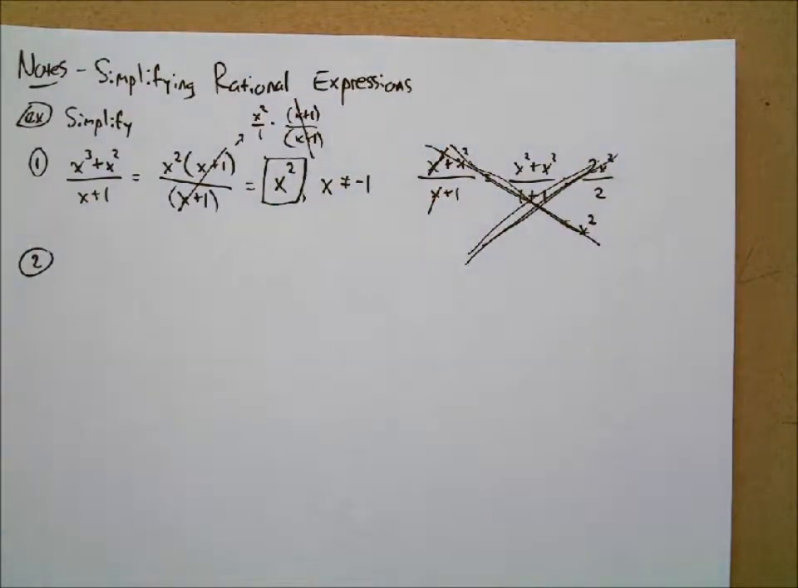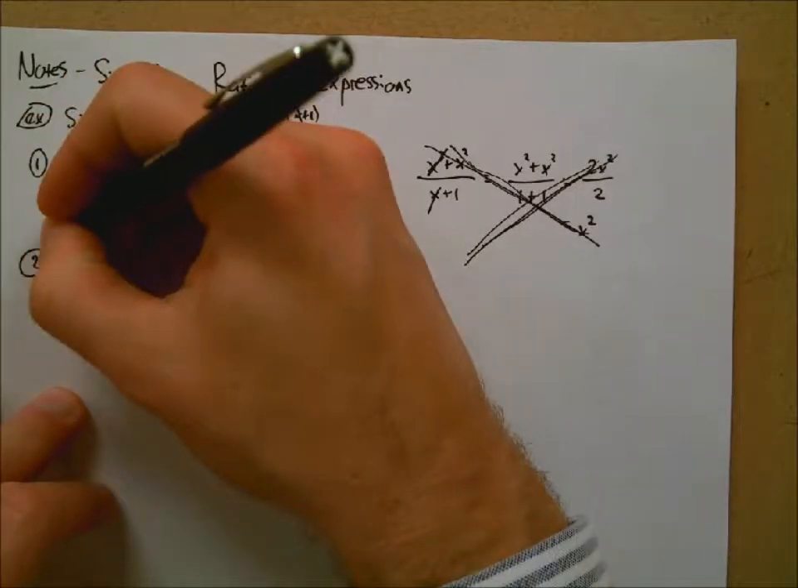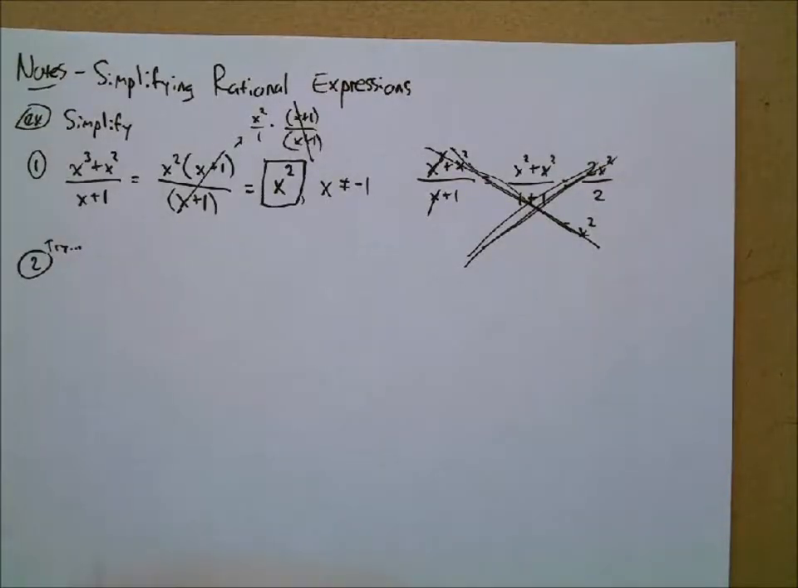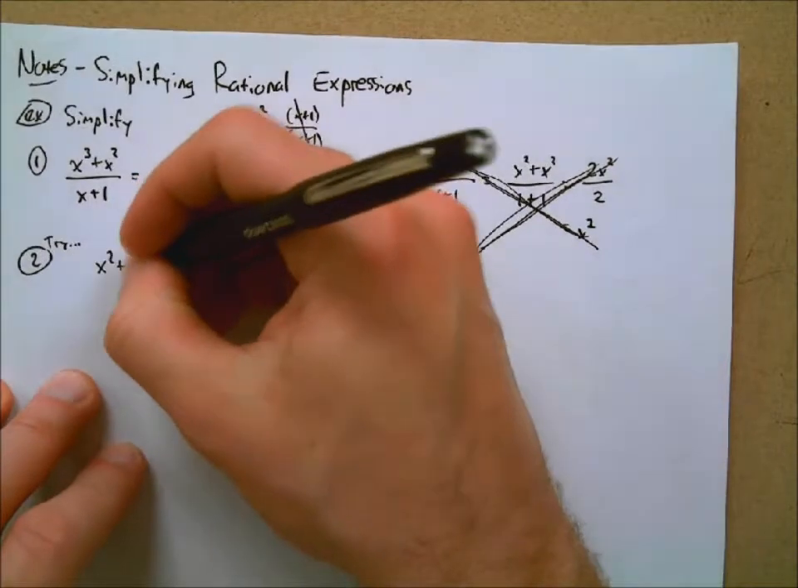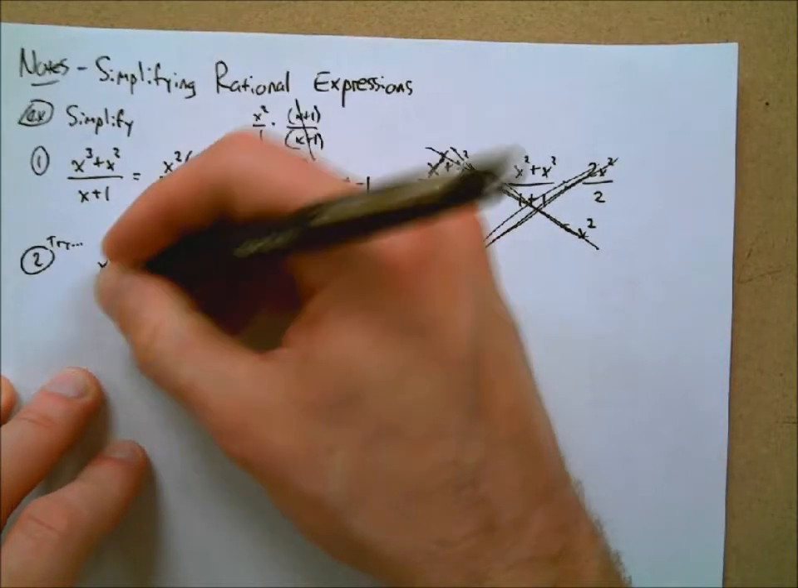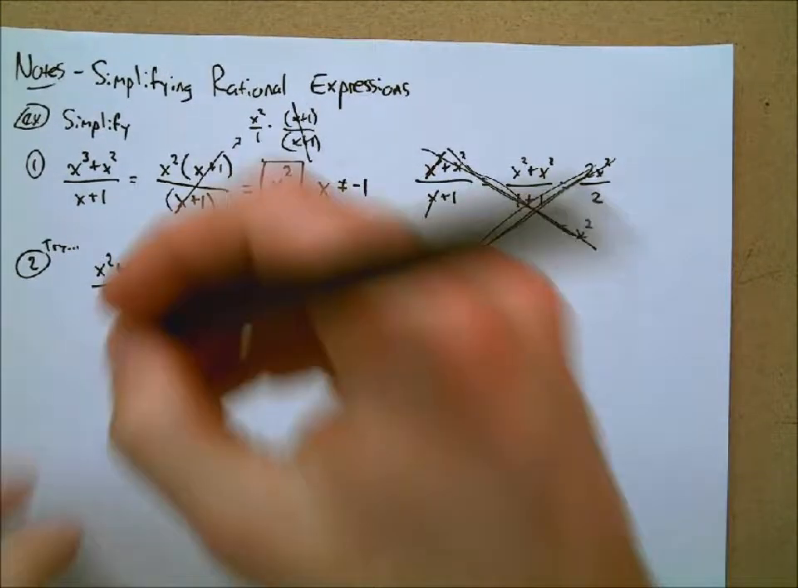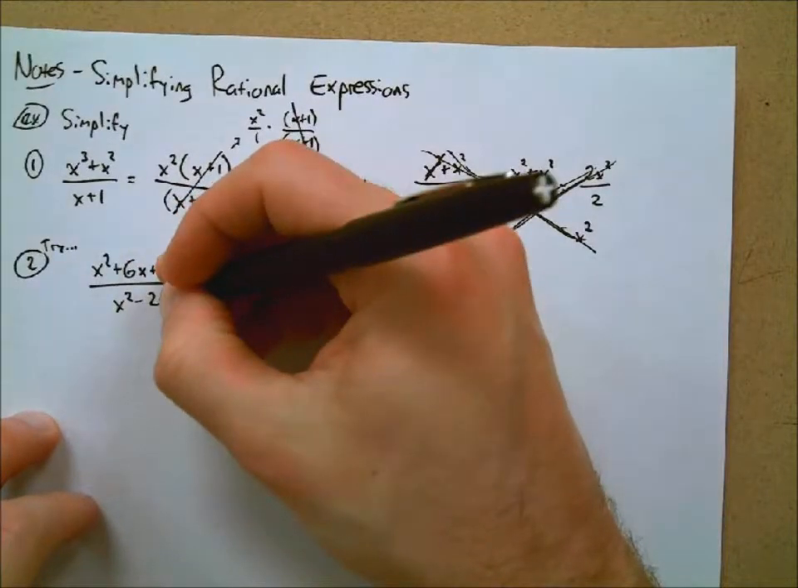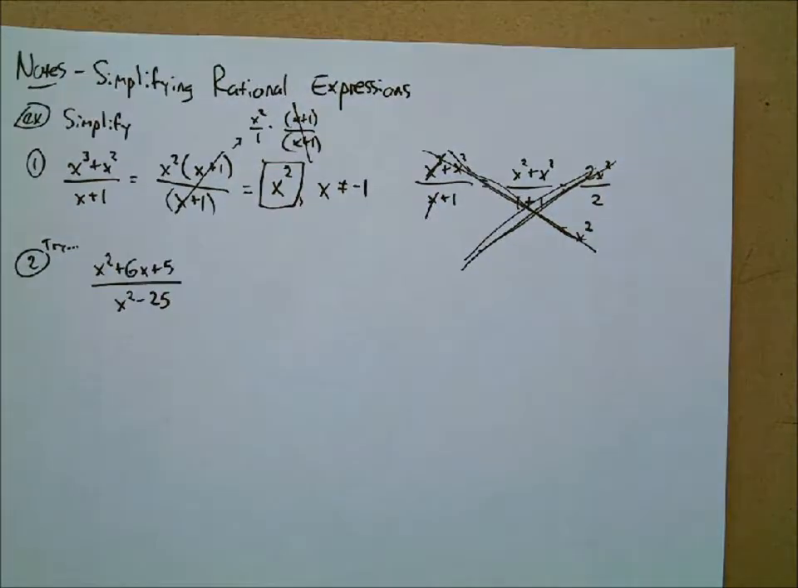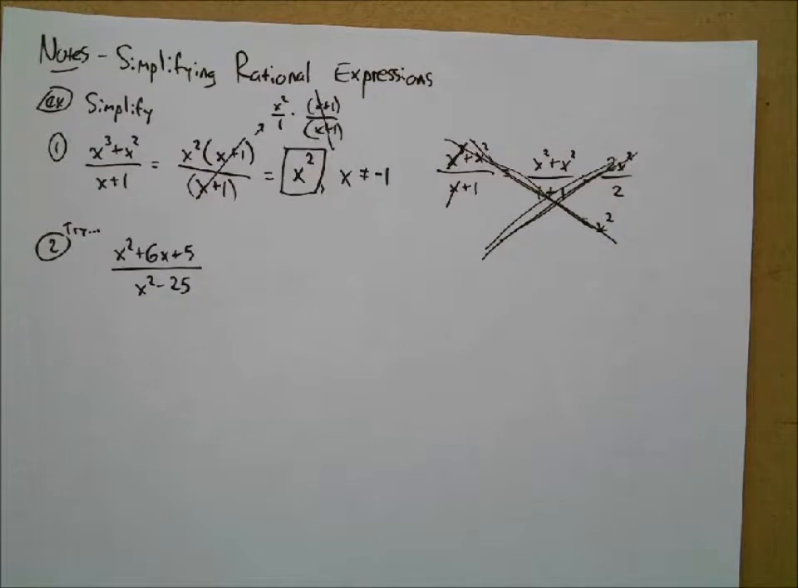All right, you guys try this one. So x squared plus 6x plus 5 over x squared minus 25. Go ahead, try and simplify that.